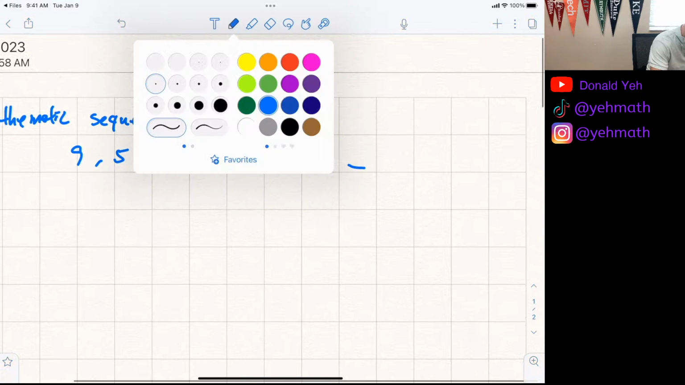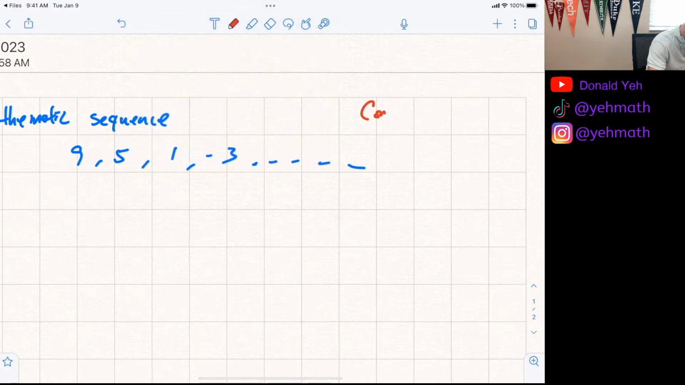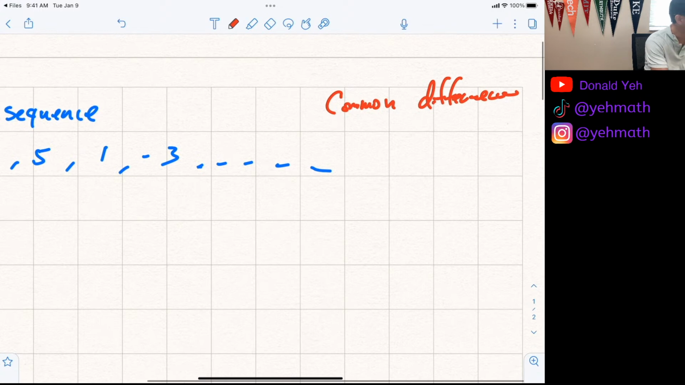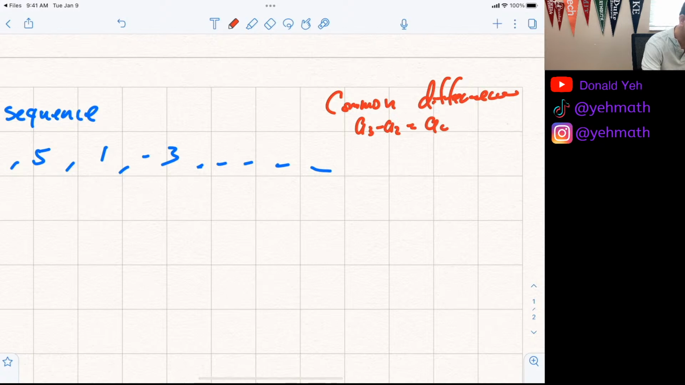You learn this in algebra 2. Now, what is common difference? Well, they're supposed to have the same difference. So let's say A3 minus A2 should equal A4 minus A3, and should equal A5 minus A4. So they have the same difference, usually the following term subtract the prior term.